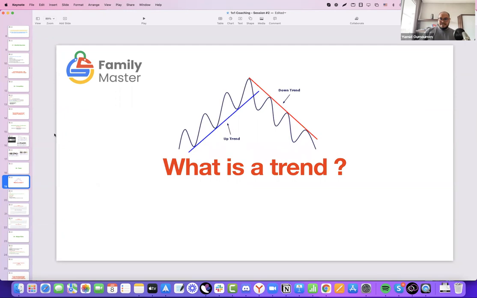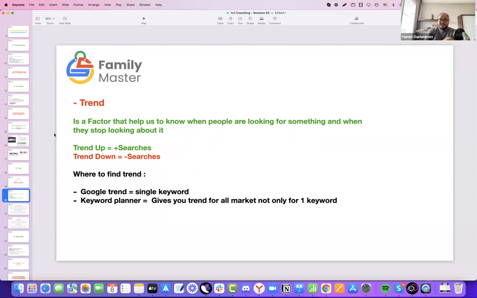Why do we need the trend? What is a trend? Trend is related to searches. If people are looking for something, for example, today 10 people looking for dog brush, but tomorrow or next month 10,000 people, so the trend is up. We need to focus on that factor because it helps us know when people are looking for something and when they stop looking for it. Trends up equal more searches, trends down equal less searches.